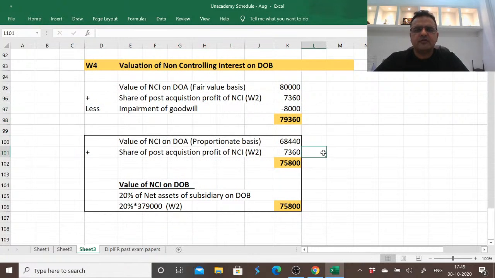Because here we need to share the value of NCI, which can be on fair value basis, or on proportionate basis.